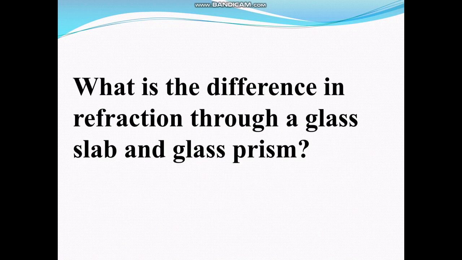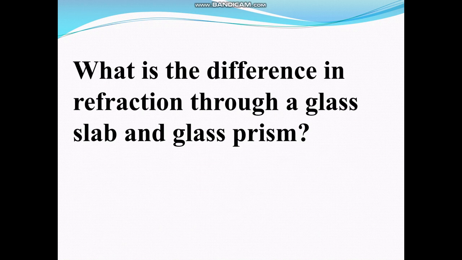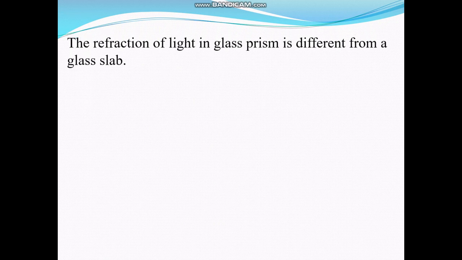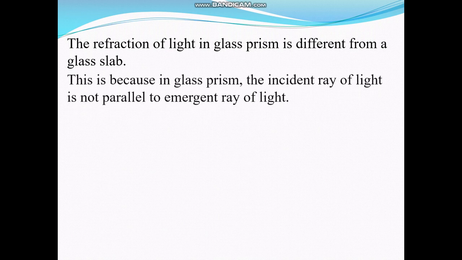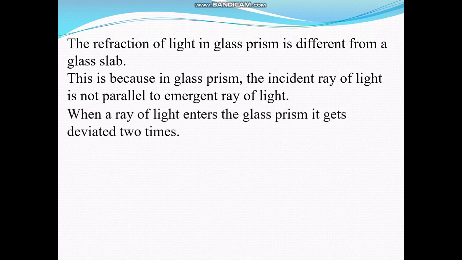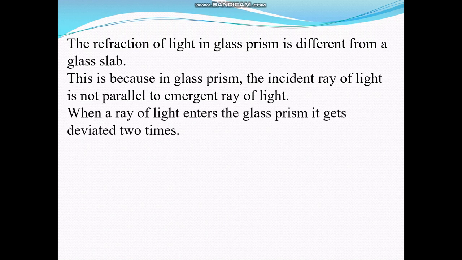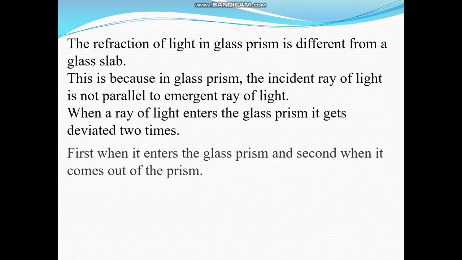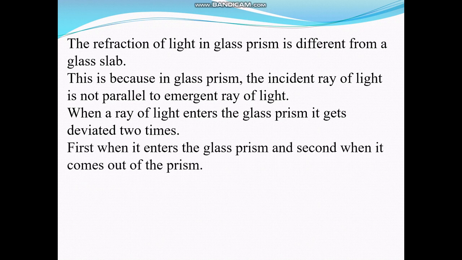Now, children, you have studied the path of light through a glass slab and through a glass prism also. Now, let's see what is the difference in refraction through a glass slab and a glass prism. The refraction of light in a glass prism is different from a glass slab. This is because in a glass prism, the incident ray of light is not parallel to the emergent ray of light. When a ray of light enters the glass prism, it gets deviated two times. First, when it enters the glass prism, and second, when it comes out of the prism.